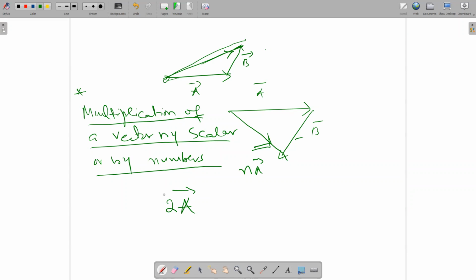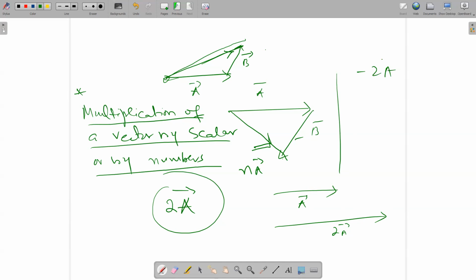So if you want to multiply a scalar with the vector, it's a very, very easy way. Suppose a vector is this one and you want to find 2a. So 2a will be double of this one, but its direction will be the same as the first. If I want to multiply with minus 2a, it will be the same like this one, but in this direction. So this is called multiplication of a vector and a scalar.